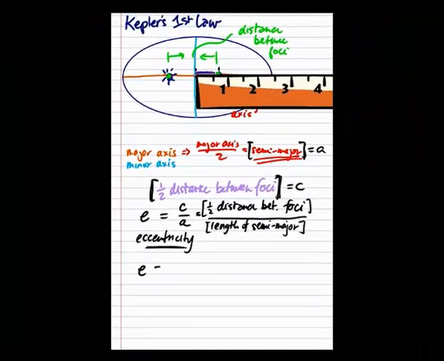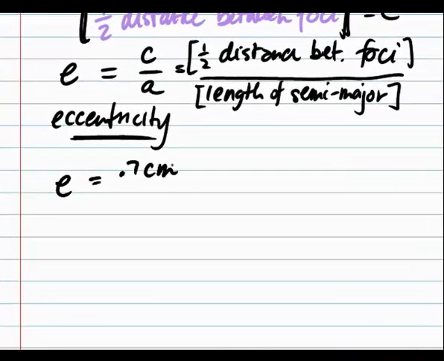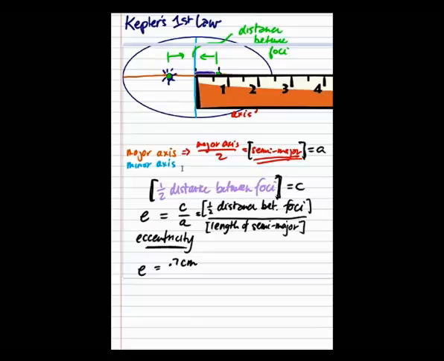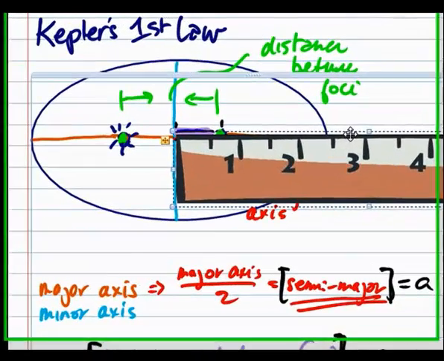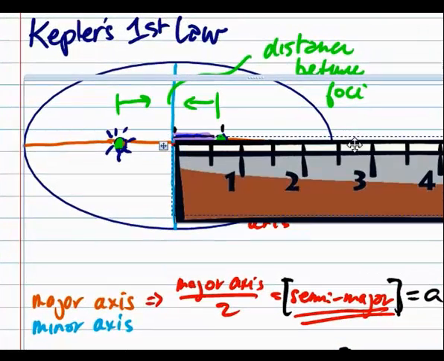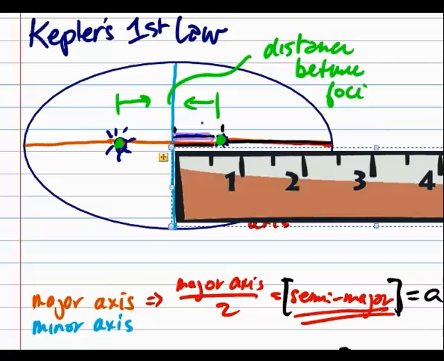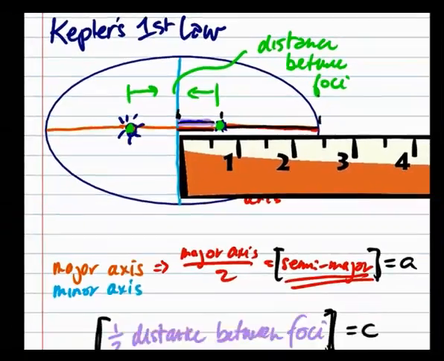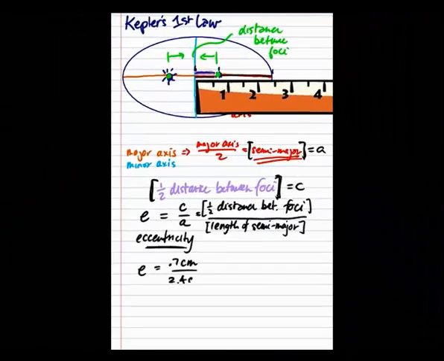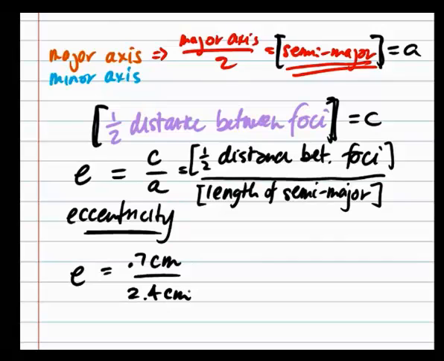So half the distance between the foci is 0.7 centimeters, and now we need to get the semi-major axis. I'll pull this down a little bit so we can see our semi-major axis better, maybe to about right there. If we start again from right here and go all the way to about right over here, it looks like it's about 2.4. So our semi-major axis is 2.4. Therefore, the eccentricity is 0.7 divided by 2.4. The small number is upstairs, and the answer would be 0.29. Let's just make it equal to 0.3.